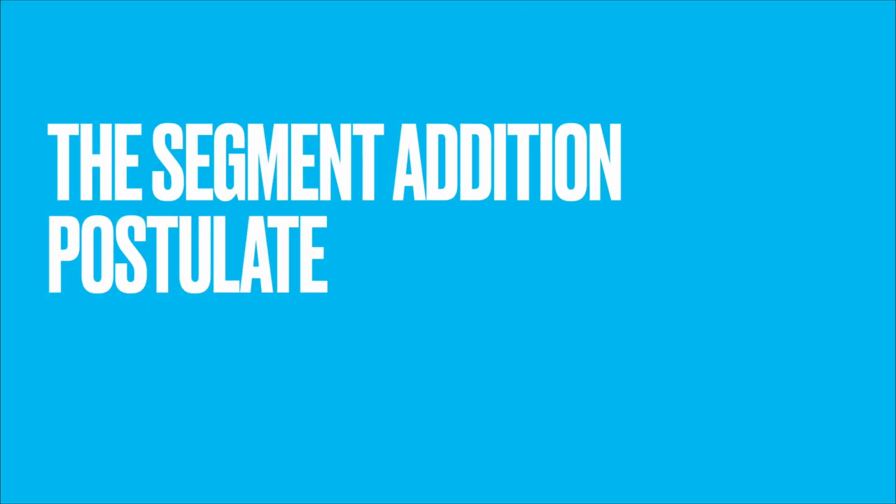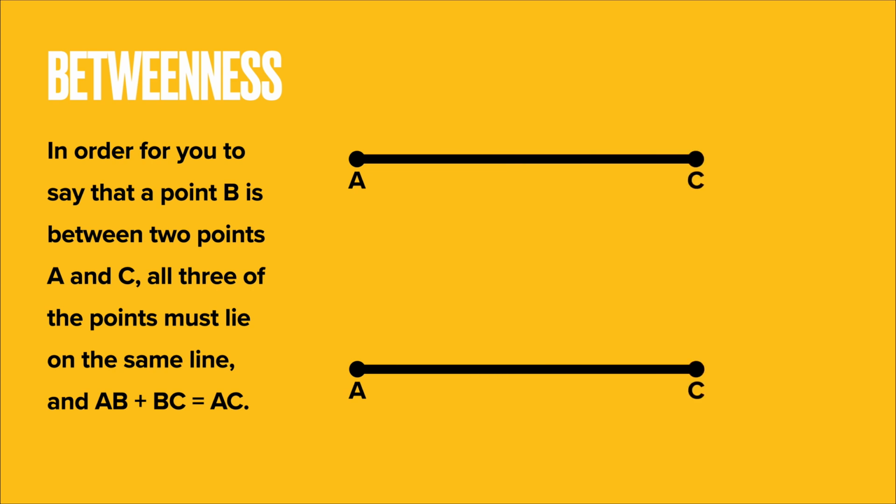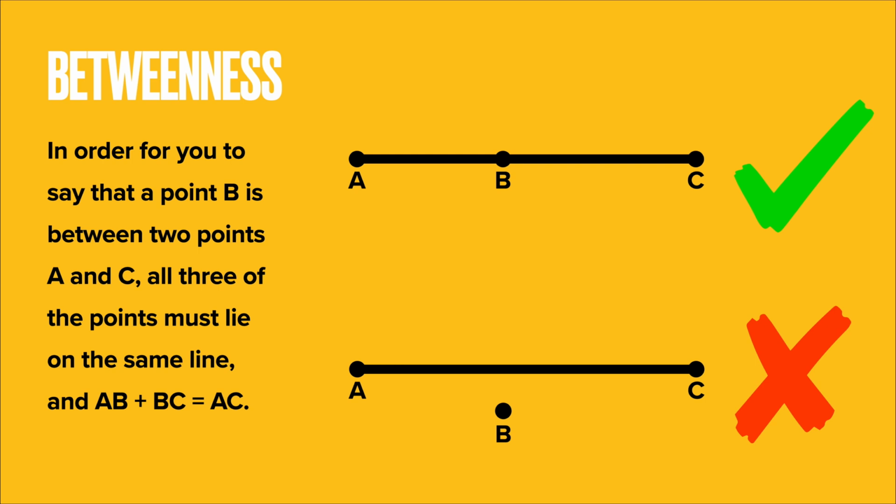So let's talk about the segment addition postulate. But to get to there, we first have to talk about betweenness. In order for you to say that a point B is between 2 points, A and C, all 3 points must lie on the same line, and AB plus BC equals AC. So on this top line, B is on line AC. Therefore, B is between A and C. On the bottom line, B is below line segment AC, and therefore is not between A and C.